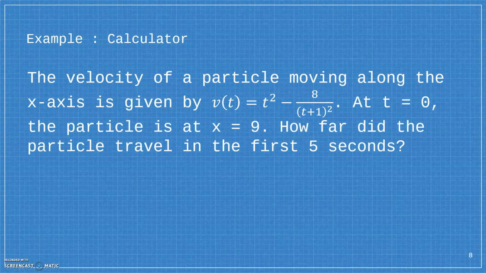All right. Same velocity function, still moving along the x-axis. At t equals 0, the particle's at x equals 9, still. How far did the particle travel in the first 5 seconds? So now, how far, that's going to be a total distance question.